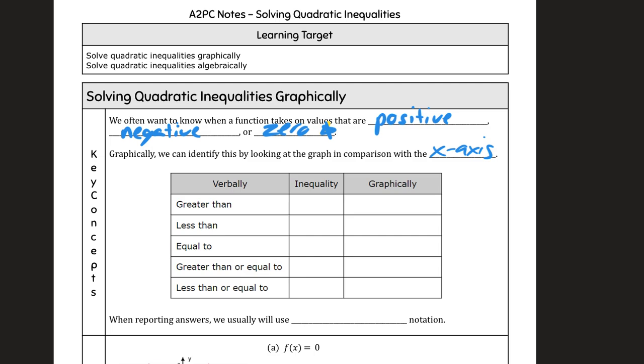So if we're talking about where a function is greater than, I know you know these inequalities, graphically that's going to be where it is above the x-axis. Less than is going to be where it is below the x-axis. Exactly equal to would be on the x-axis.